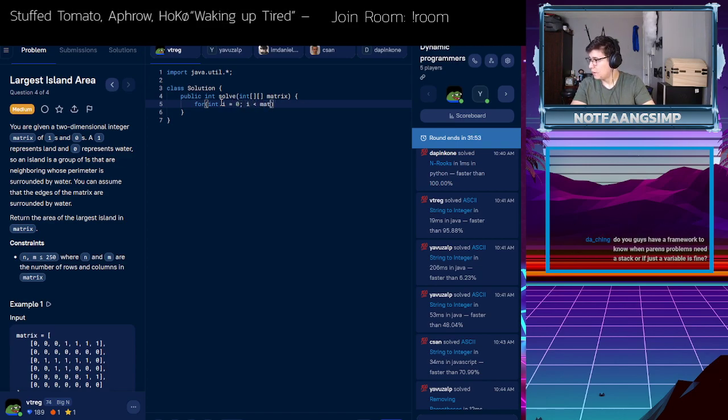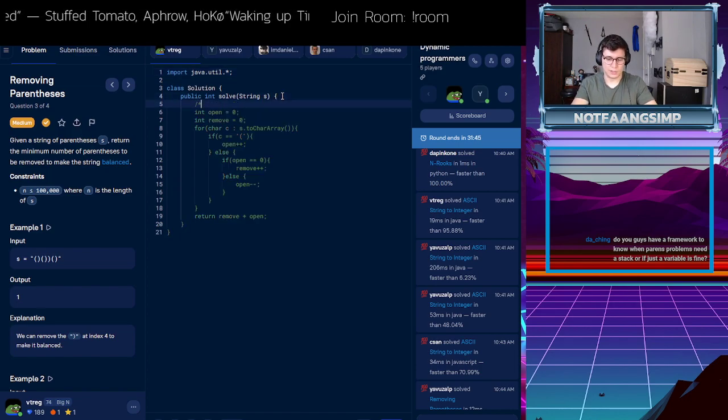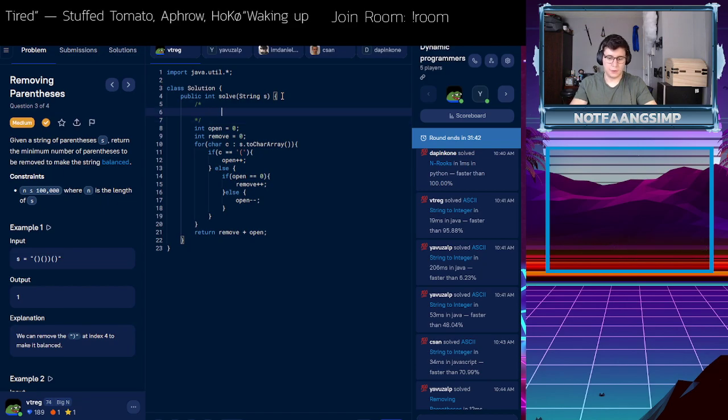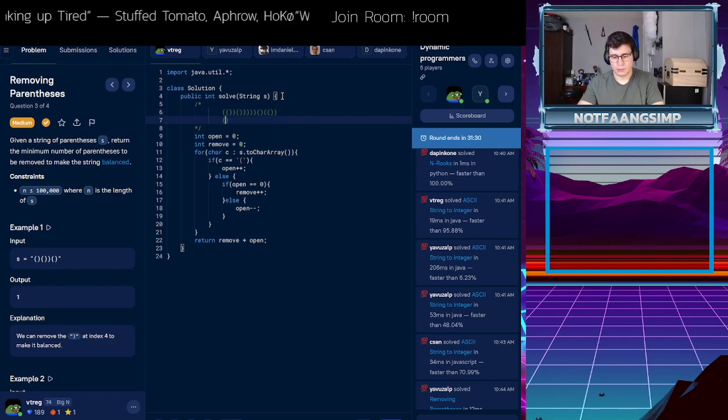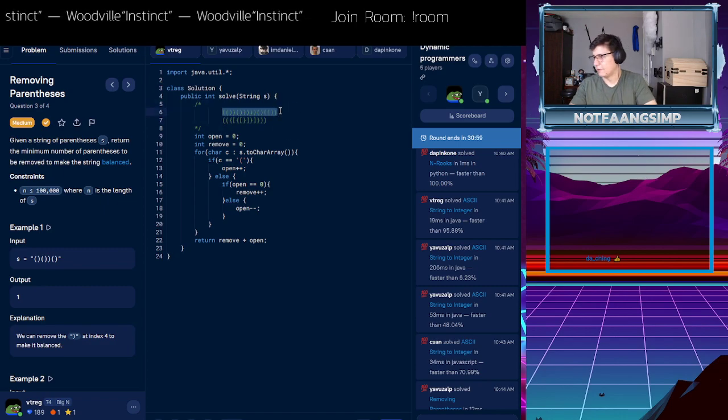Do you guys have a framework to know when parenthesis problems need a stack or if a variable is just fine? I think the framework really is if your problem only has one type of parenthesis. For example, if you only have something like this, then there's no need to keep a stack because you always know that if it's not a closed parenthesis, it's an open or vice versa. However, if you see problems where you have multiple types of brackets, in these cases you are definitely going to need a stack because you not only need to check if it's an open parenthesis, you need to check for the type of open parenthesis as well. And because also when you have something like this, your order matters. Because the order matters here, but in the other case there's no real order because you just have open and closed.